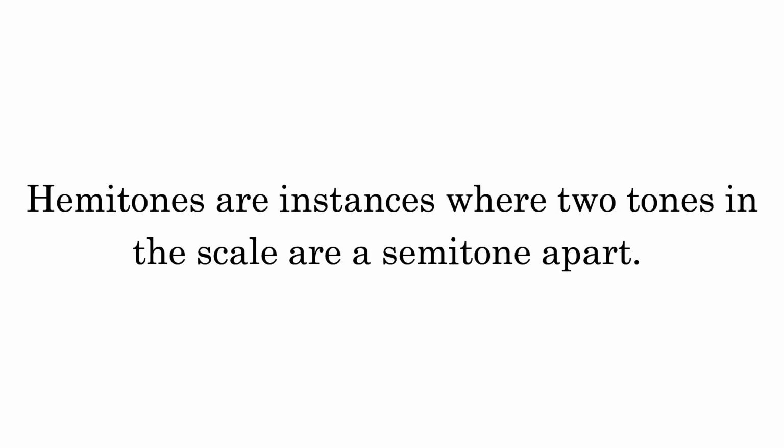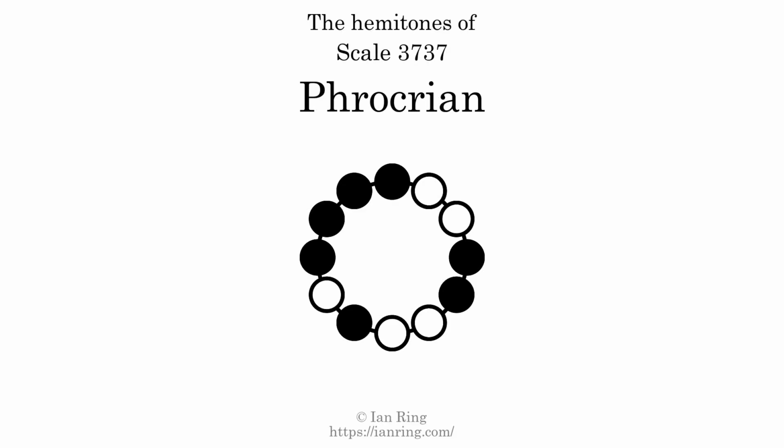Hemitones are instances where 2 tones in the scale are a semitone apart. This scale has 4 hemitones. They are at positions here, here, here, and here.